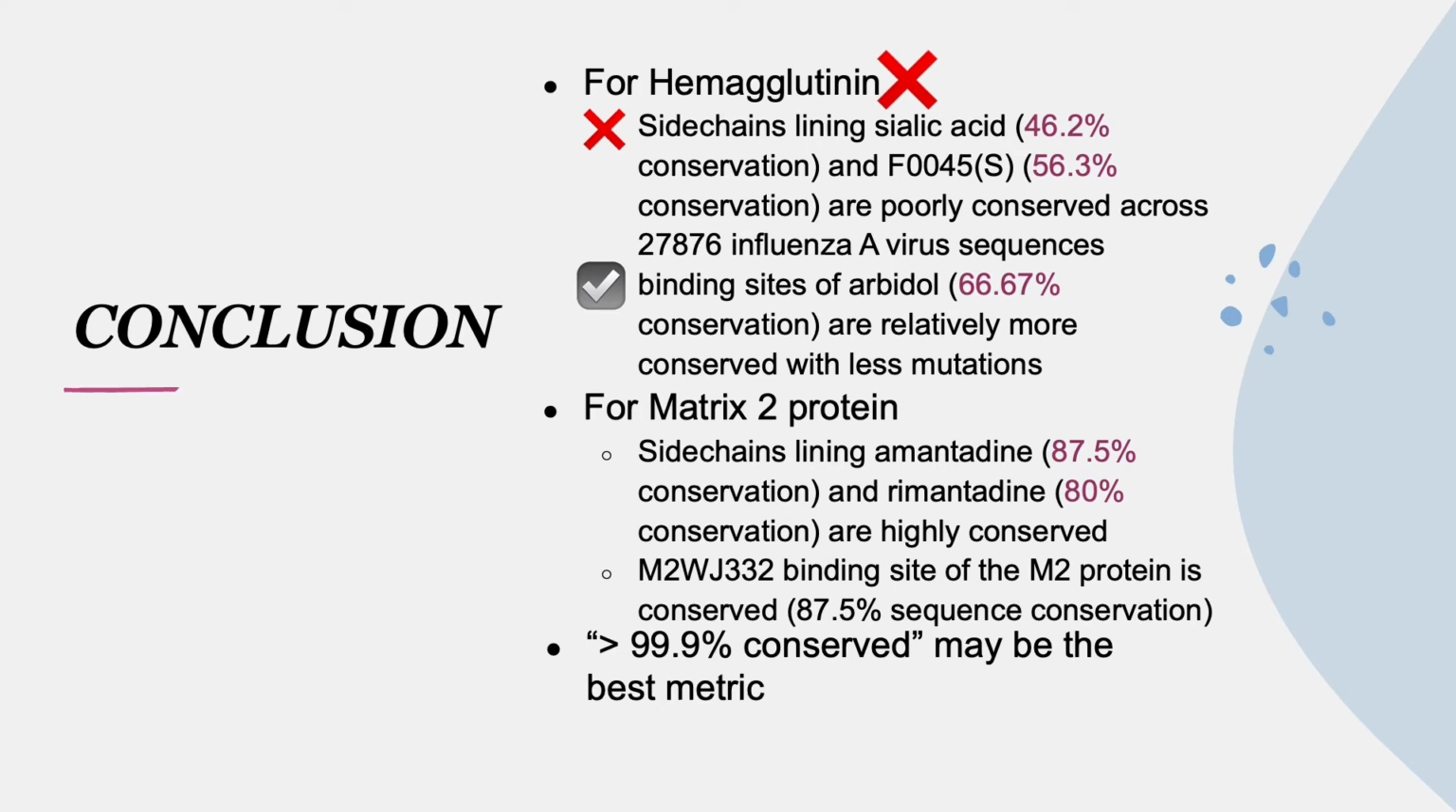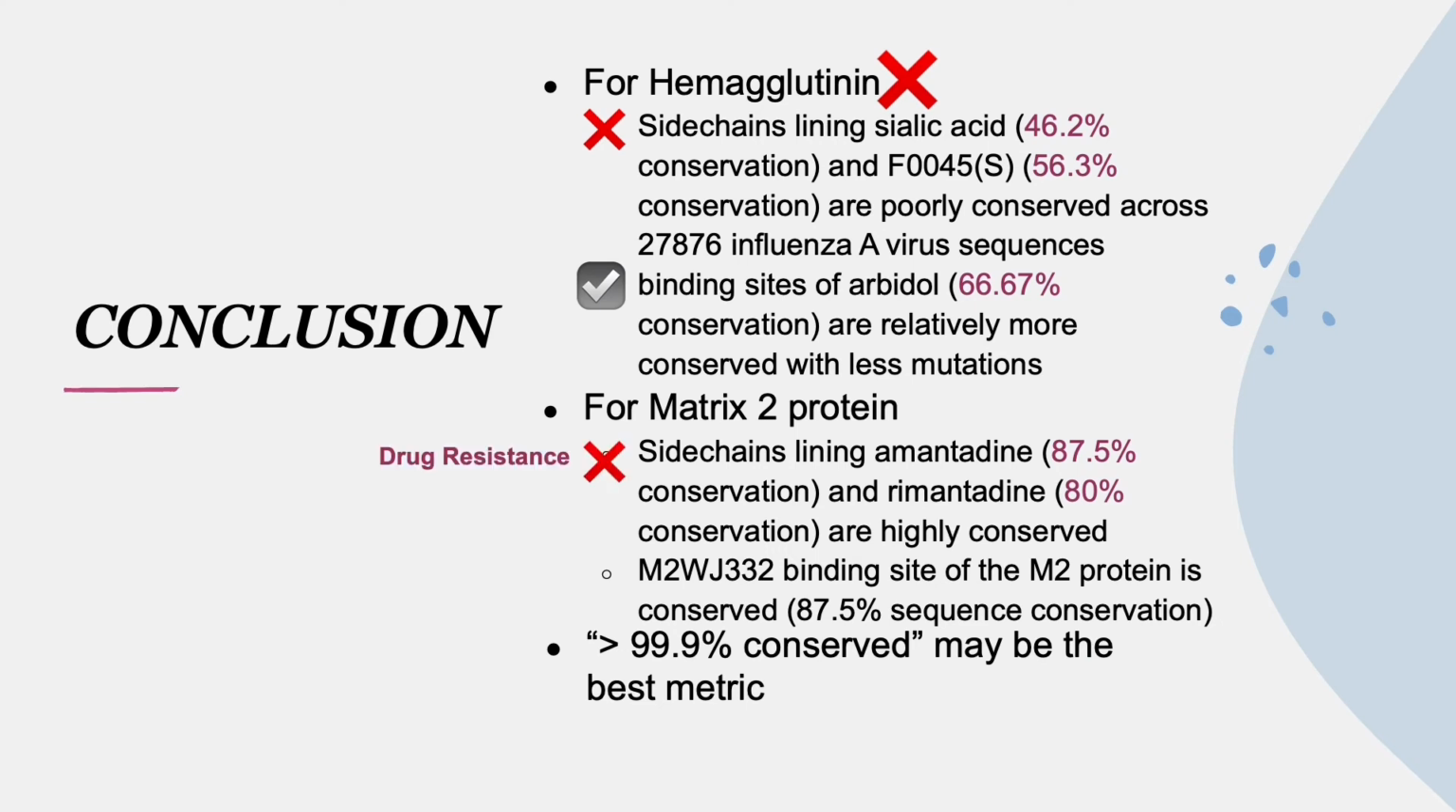For the matrix 2 protein, it is a relevant therapeutic target, and the side chains lining amantadine and rimantadine are highly conserved, with 87.5% and 80% conservation across 28,484 influenza A virus sequences, respectively, indicating that these sites are relatively favorable for the development of pan-influenza A inhibitors that target the M2 channels. However, drug-resistant mutations appear due to widely used antiviral drugs.